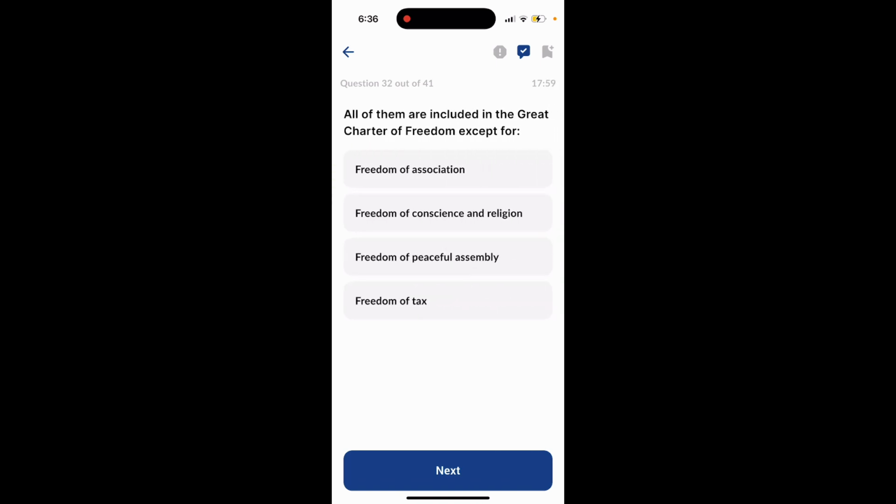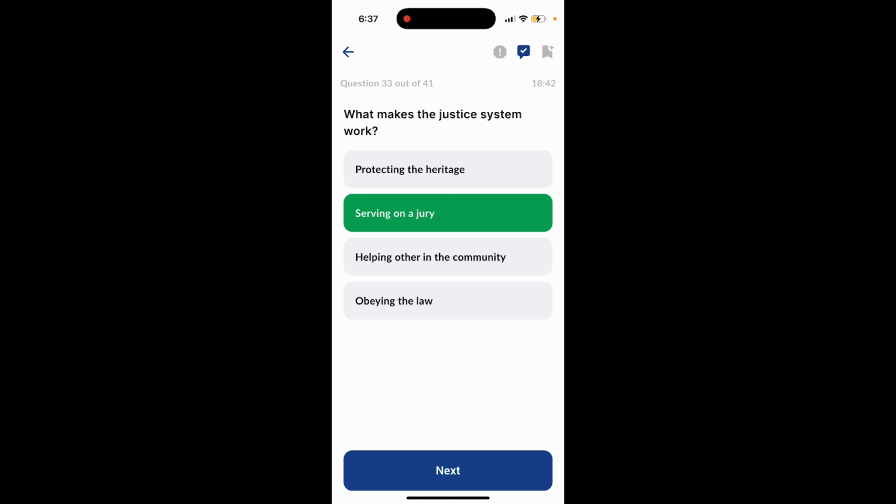Question 32. All of them are included in the Great Charter of Freedom except for freedom of association, freedom of conscience and religion, freedom of peaceful assembly, freedom of tax. The answer is option 4, freedom of tax. Question 33. What makes the justice system work? Protecting the heritage, serving on a jury, helping others in the community, obeying the law. The right answer is option 2, serving on a jury.